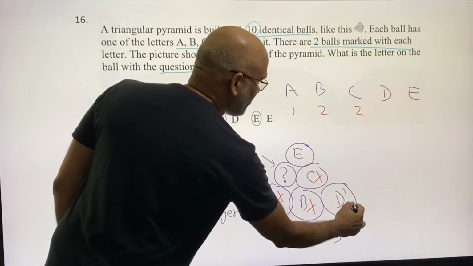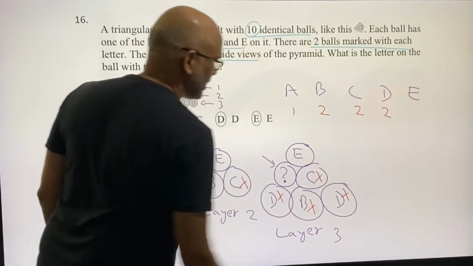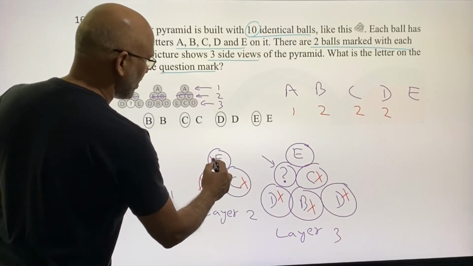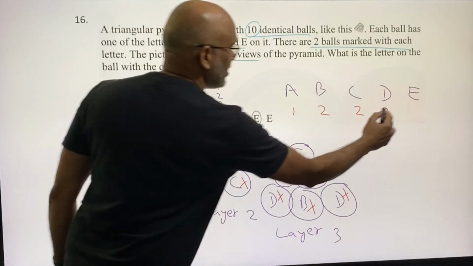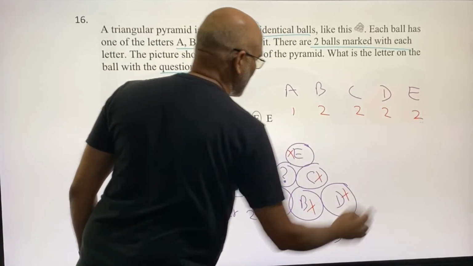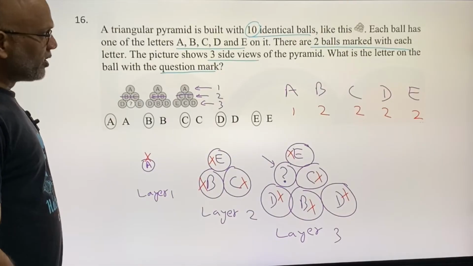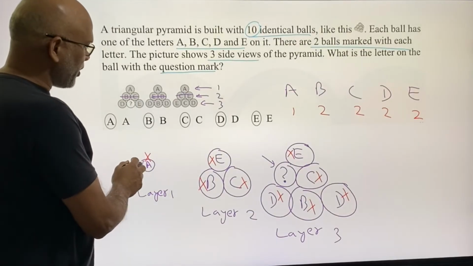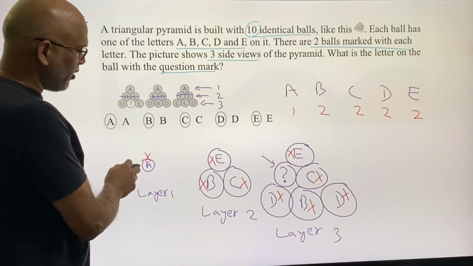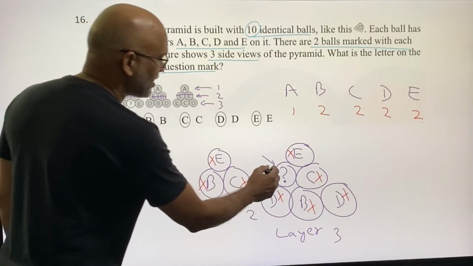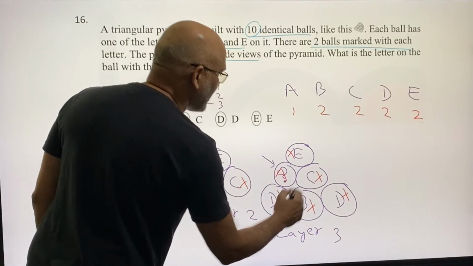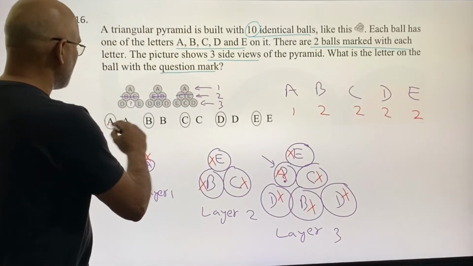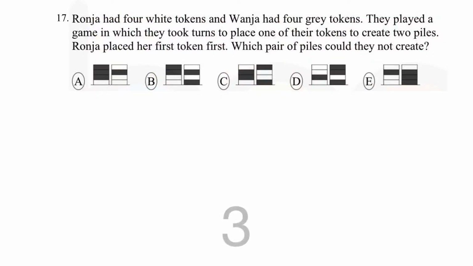How about D? 1 time here, 1 time here. E, 1 time here, 1 time here. So it's a total of 2 times, right? So the only letter that doesn't appear twice is A. I only see 1 time here. So this must be an A then, right? Same as before. A is the correct choice.